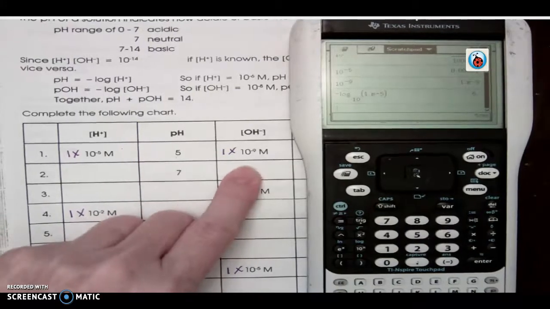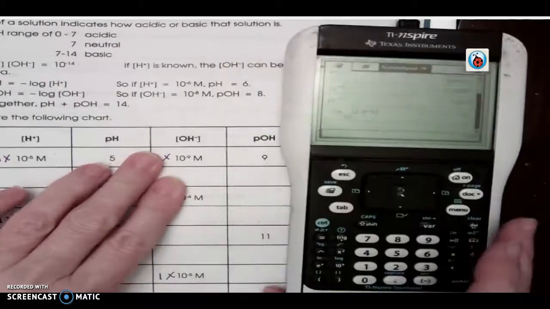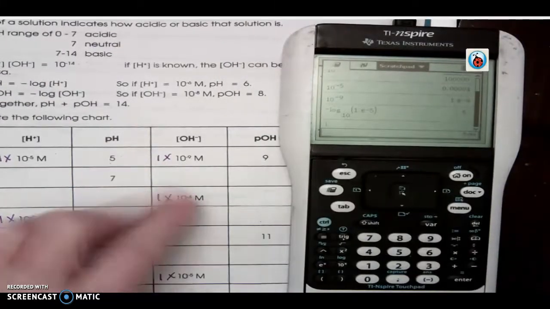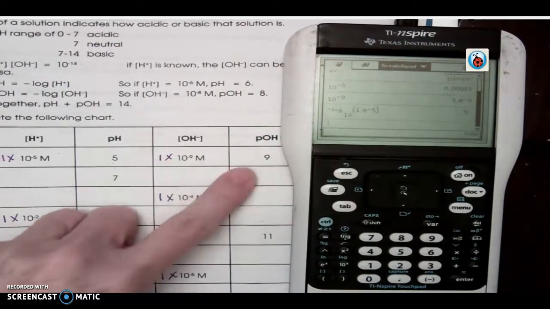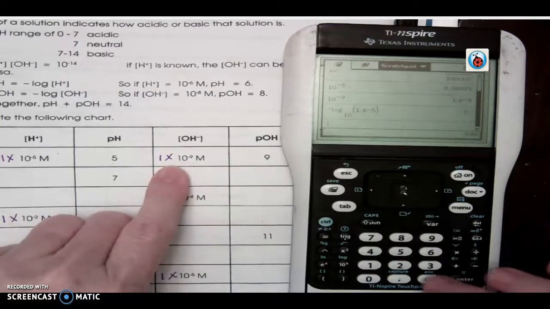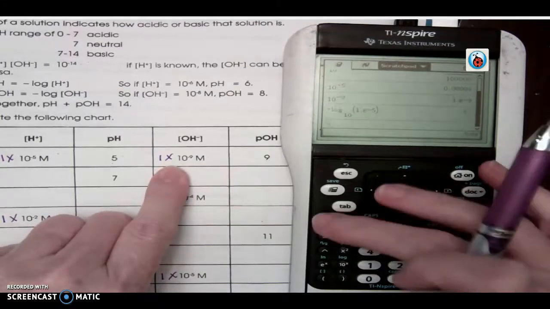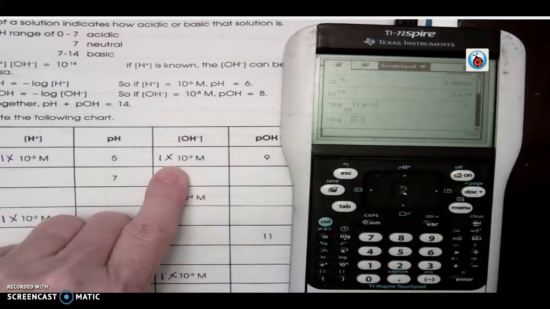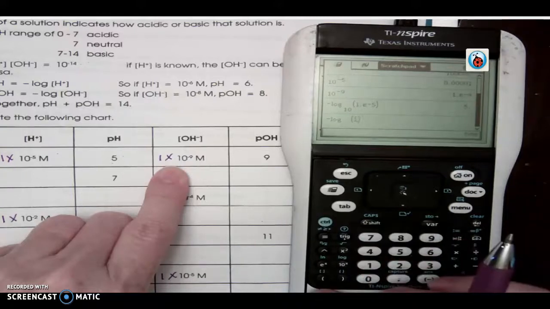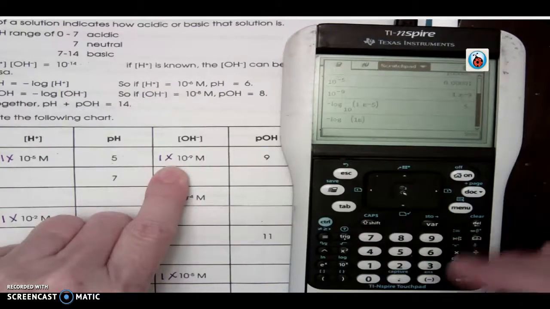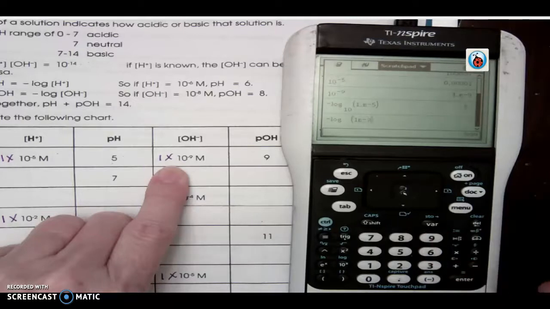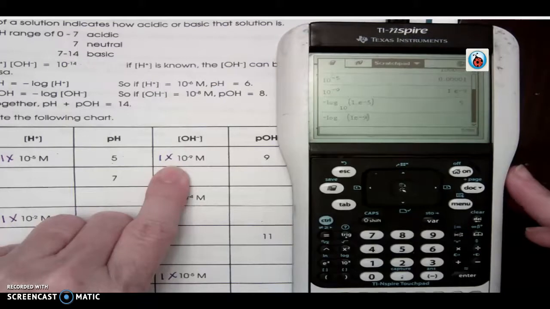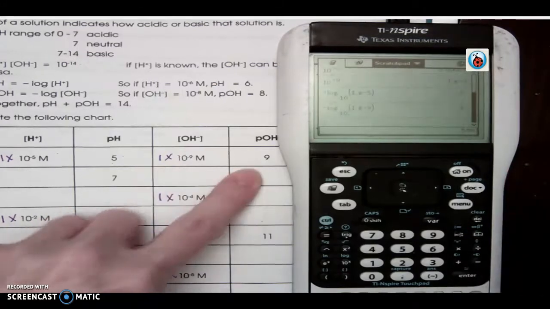Let's do it with this one. We're going to go from hydrogen concentration to pH, so I need to take the negative log. Again, negative, control, log. Arrow over into your box. What am I putting? 1, the EE button again, negative 9. See what that looks like on our screen up here? And enter, what do I get? 9.